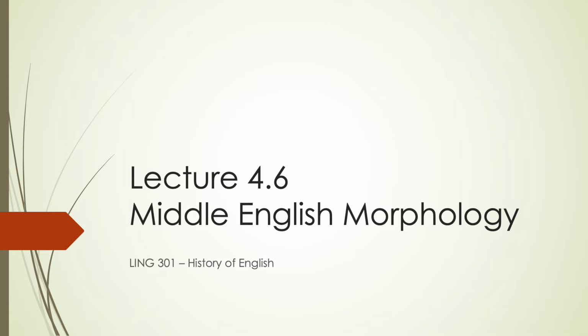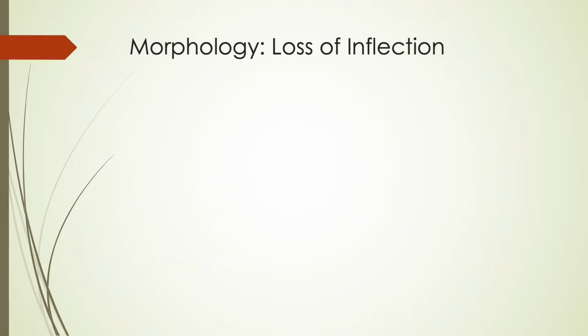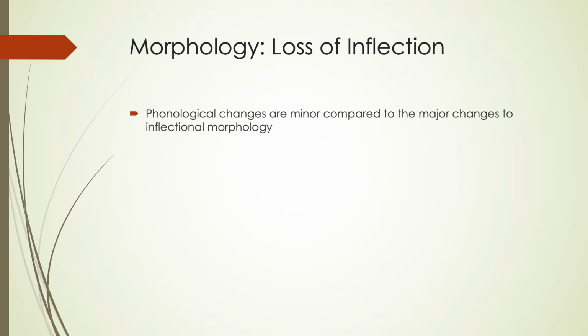And the biggest thing that we'll notice is that in our morphology system, there's an extreme loss of inflection during this time. So Old English had lots and lots of inflectional morphology, and we're going to see a lot of that fall by the wayside and disappear during this time period. So the phonological changes that we saw in the previous lecture are relatively minor compared to the major changes that took place during morphology.